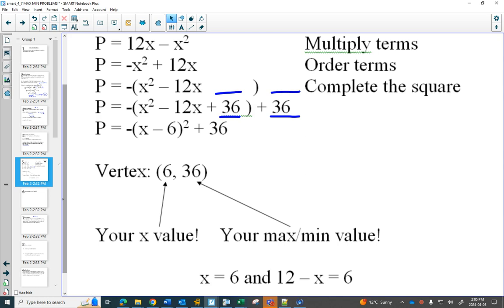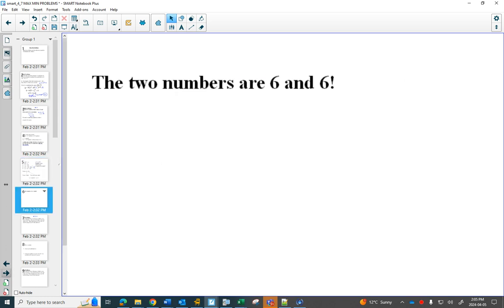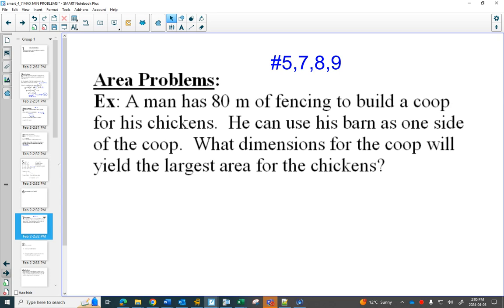So a little bit harder than the first question because the equation wasn't given to you. Most of the questions you have will be ones where the equation isn't given to you. So you can circle questions 4 and 6. If you're circling questions, you can circle 5, 7, 8, and 9 already too, because we're going to do that next with our area problem.